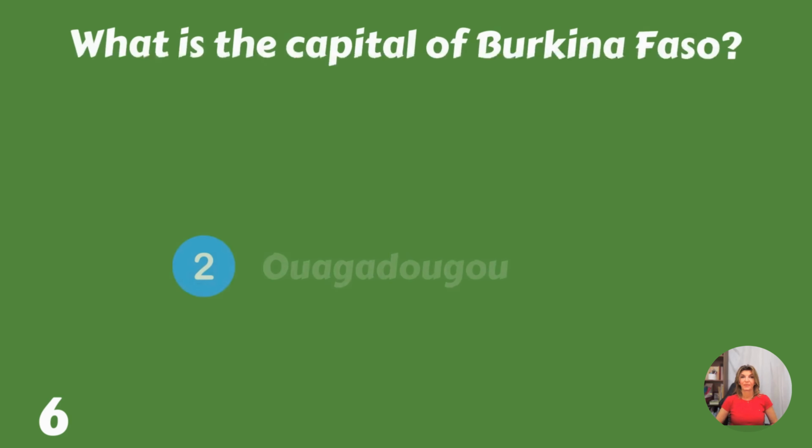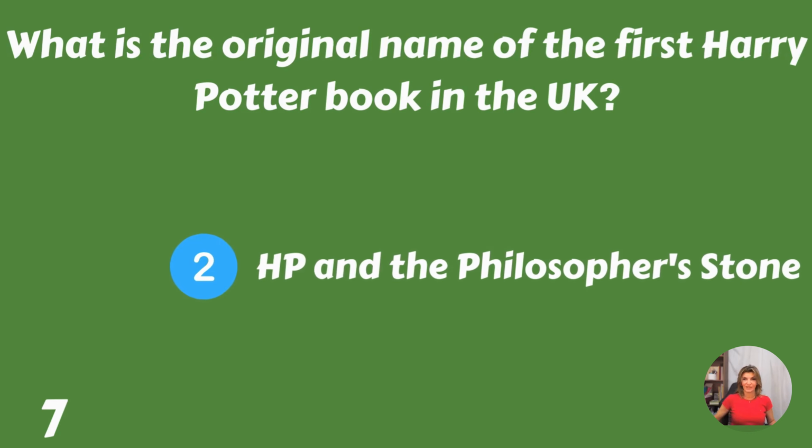What is the original name of the first Harry Potter book in the United Kingdom? HP and the Magical Stone, the Philosopher's Stone, or the Sorcerer's Stone? The Philosopher's Stone.